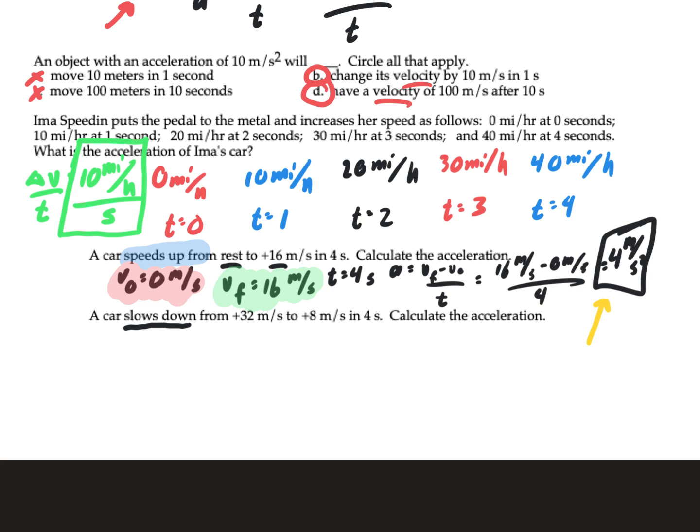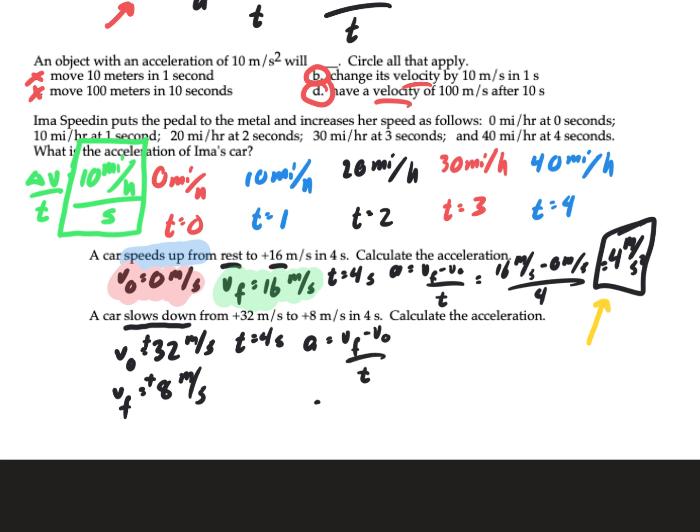Well, if I take a look at this next one, I have an initial velocity of 32 meters per second and a final velocity of 8 meters per second, both in this positive direction, with a time interval of 4 seconds. Plugging into my acceleration equation, Vf minus V naught over t, I have Vf, which is 8, V naught, which is 32, over the time interval of 4 seconds.